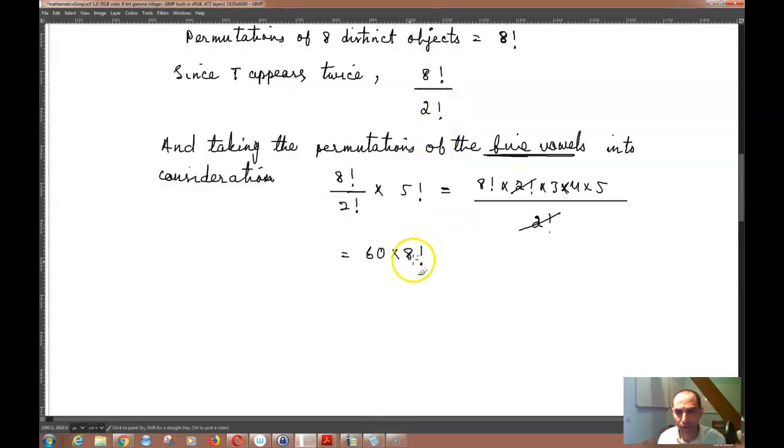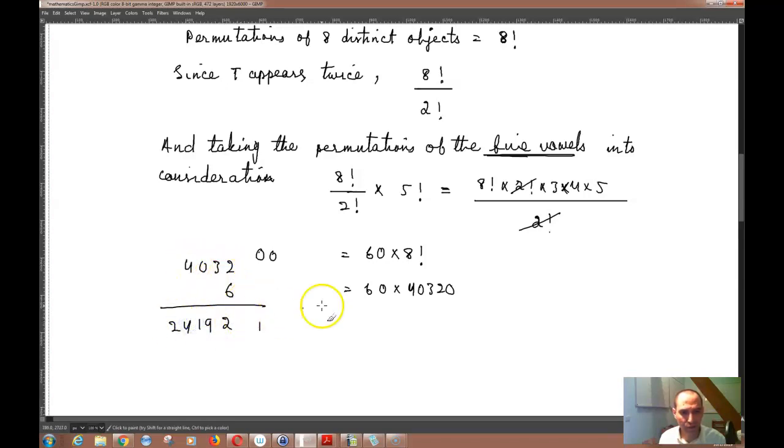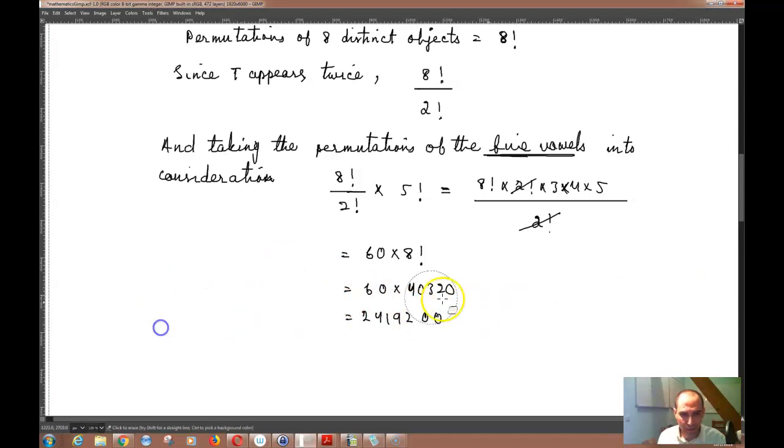40,320. So it is 60 times 40,320. So 4032 with the 0, another 0 here, times 6 is equal to 12, 1, 18, 19, and 24. And so that's equal to 24192, and 2 zeros there. So that's the number of permutations.